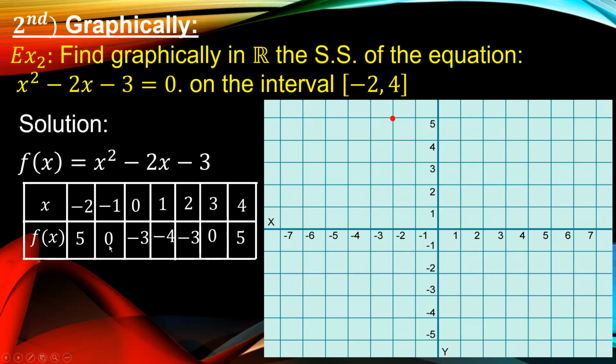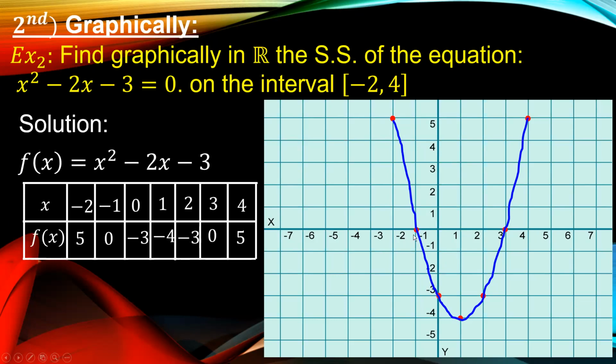The second point, negative 1 and 0. The third, 0 and negative 3. Then 1 and negative 4, 2 and negative 3, 3 and 0, and 4 and 5. And draw the curve. Here, solving graphically means where this curve cuts the x-axis.